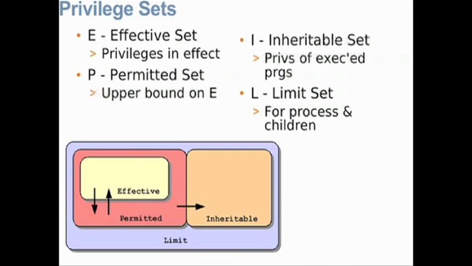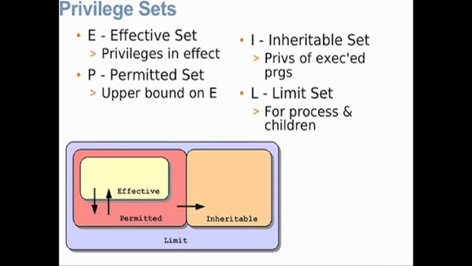So how does this actually work? Well, we actually have four different privilege sets. You have an effective set, it's what you're running with just now. The permitted set is the maximum that this process is allowed to get to. And if you're a privilege-aware program, you can move privileges between the two sets.